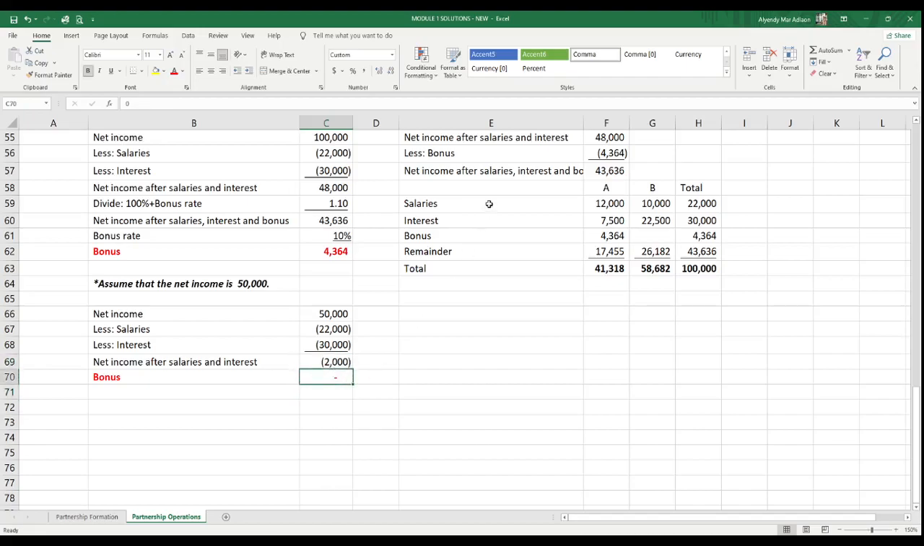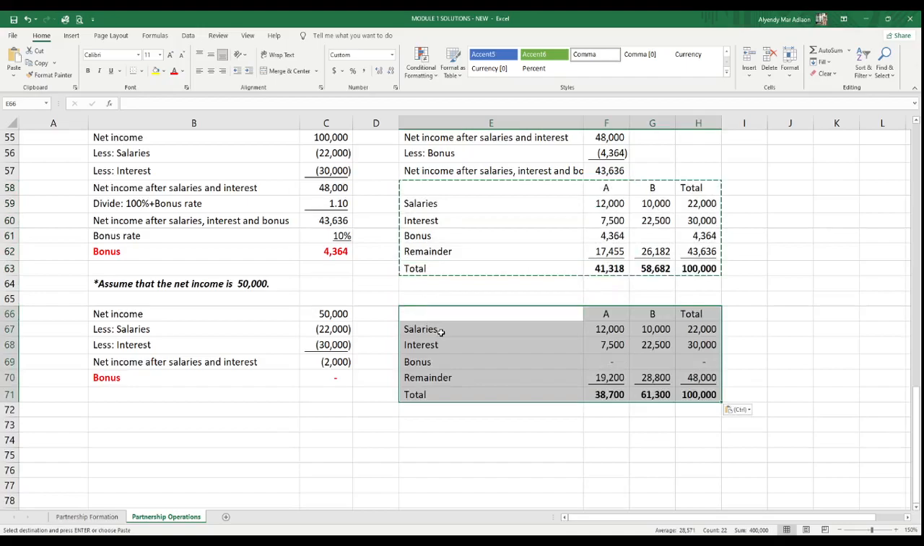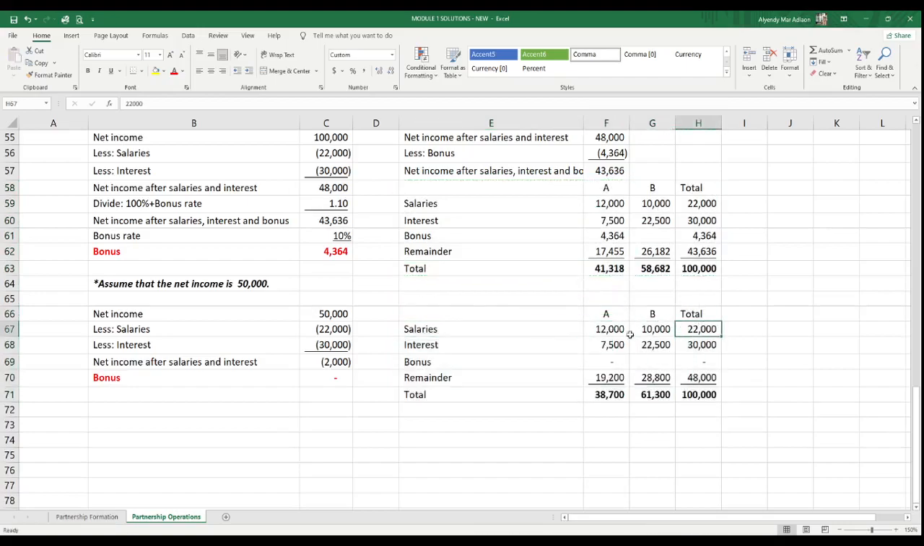Okay? Now, how about the profit distribution table? Same thing. We have the salary of 22,000 and interest of 30,000. For the bonus, there is none, so that is now 0. And for the remainder, let us change this one to 50,000 pesos. So for the remainder, we have 50,000 minus 22,000 and minus 30,000, so that is negative 2,000. The remainder can also be negative. If we don't deduct the 2,000, the amount given to each partner would fall short. So that's why we really have to deduct the remainder, so that it totals 50,000.